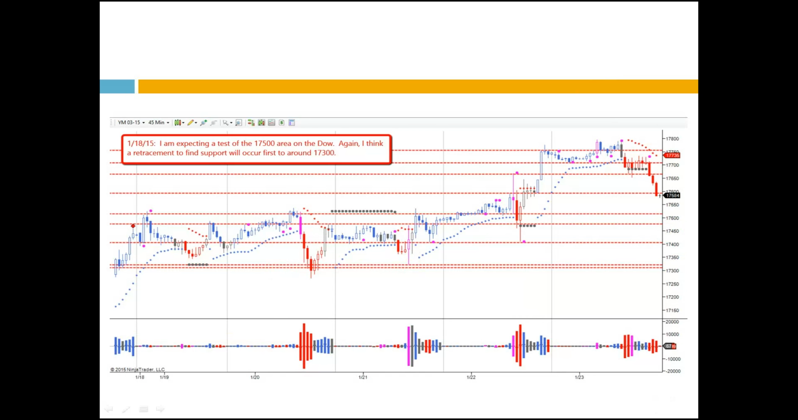Now remember, this was last weekend that we could tell pretty much where price was going just by using the ATRs and the congestion dots, in the congestion.